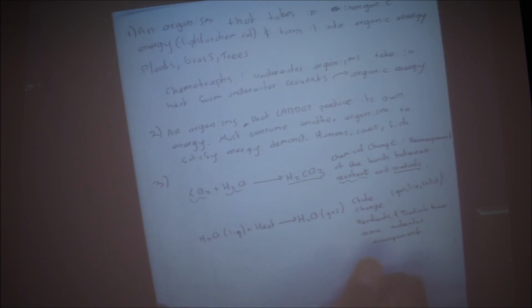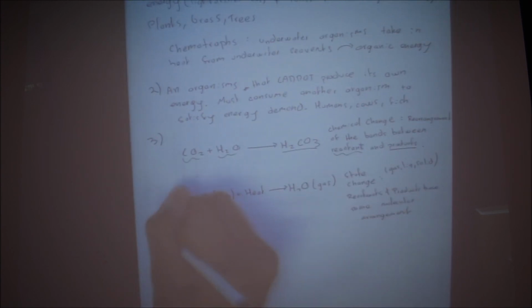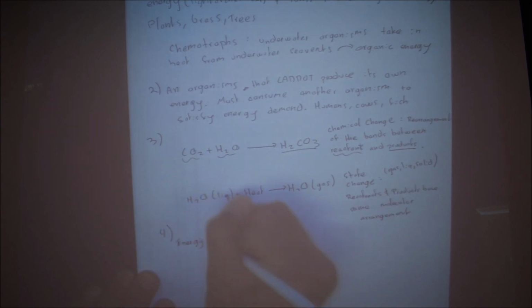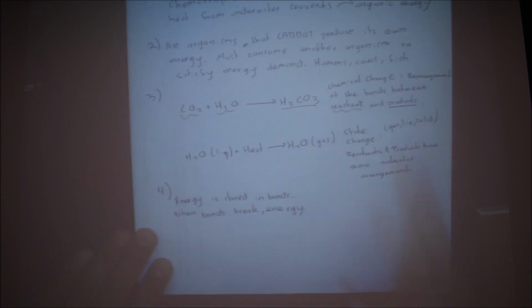Cool. All right. So we're going to go to the next one, which is 4. This one is big. So how is energy stored? What is the name of this compound? What determines a high energy compound compared to a low energy compound? So this goes over a lot. This is a very important topic. So energy is stored in bonds. When bonds break, energy is released.